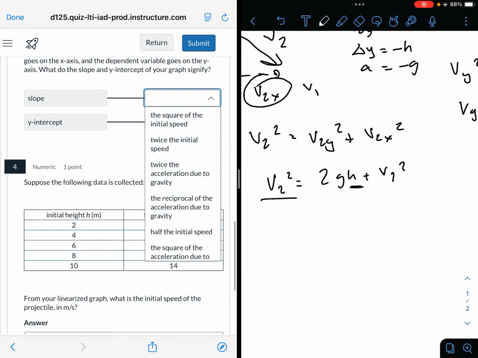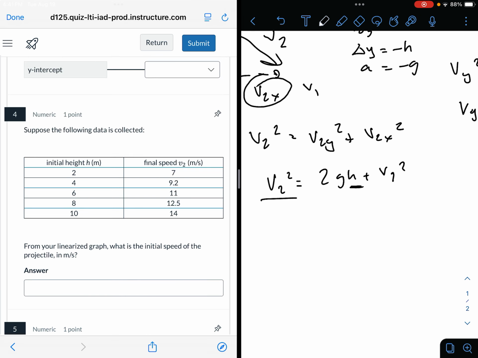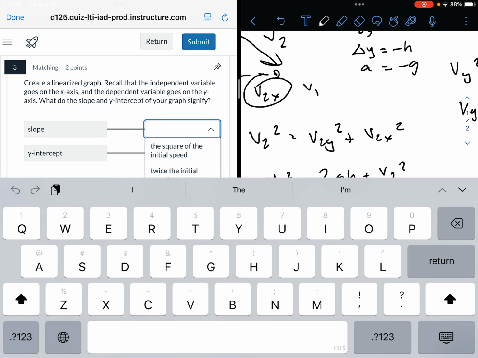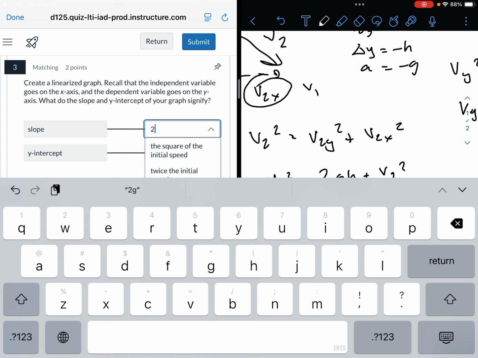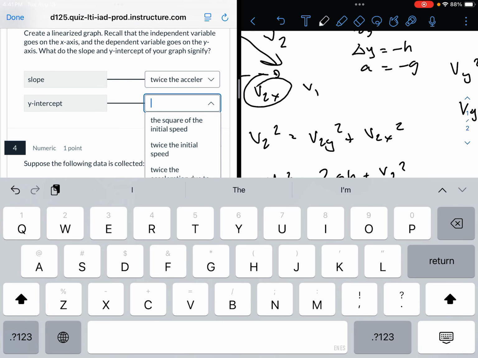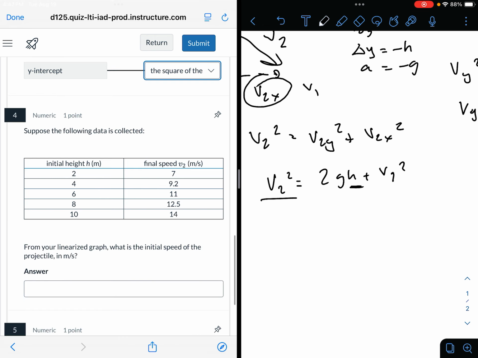And I just realized we're probably going to have to plot the data. So the slope is going to be 2g, twice the acceleration due to gravity. The y-intercept is going to be v1 squared, the square of the initial speed. Okay, that should be good. We're going to have to actually graph this, which is really annoying, in all honesty.